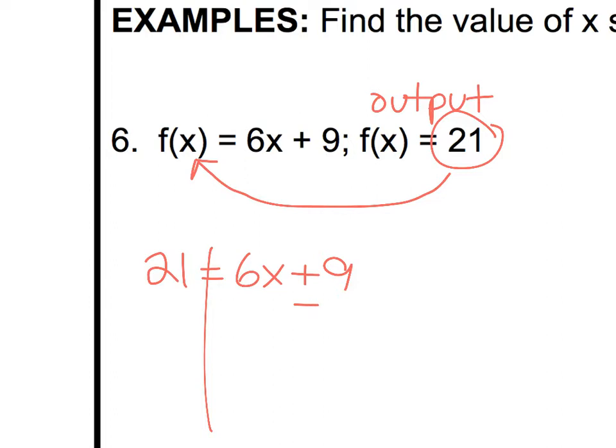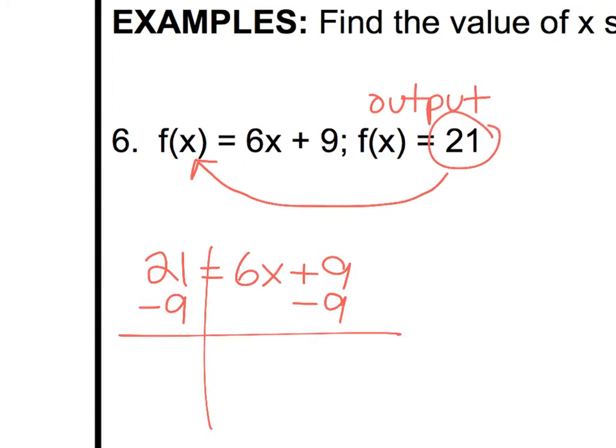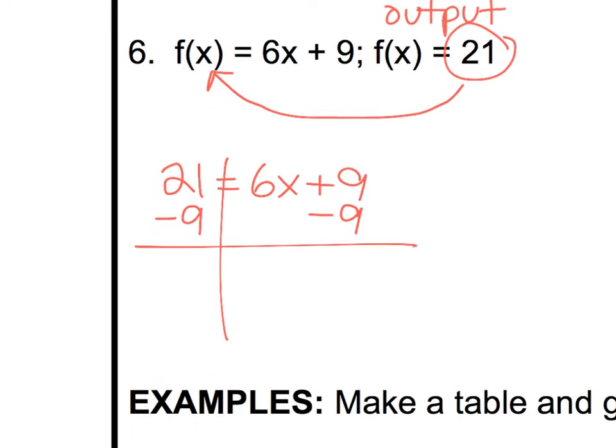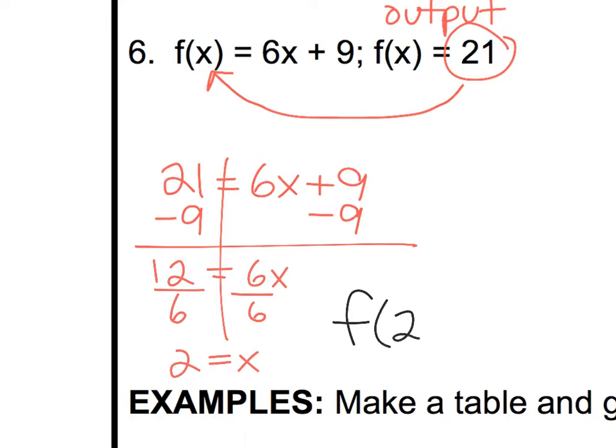And then we know how to solve that. We add or subtract first, so subtract the 9. And we get 12. And I see multiplication, so I divide. So 2 is equal to x. That's a good answer, but it's not your final answer because you need to write it in function notation. F of what? What's my input? 2. When I input a 2, I output a 21.